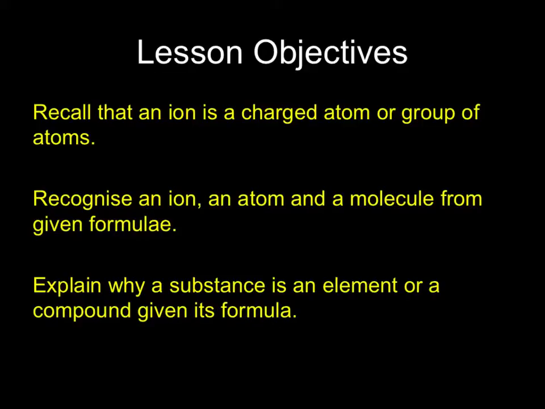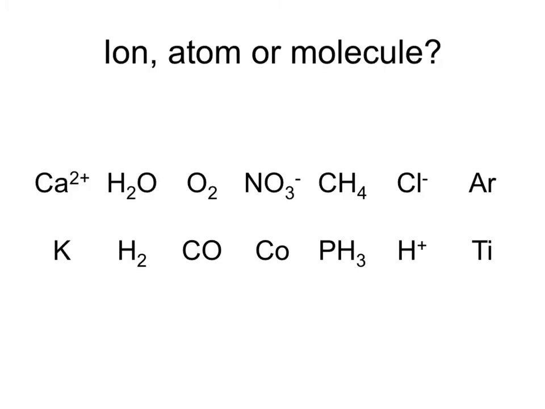Recognize the difference between an ion, an atom and a molecule, and explain why a substance is an element or a compound from its formula. So here's a group of formulae, and let's work out which ones are ions, which ones are atoms, and which ones are molecules. So, okay, first of all, ions have got a charge. So, let's look for the ones with the charges, and I put a nice ring around those ones which have got a charge. First of all, we've got the calcium ion here.